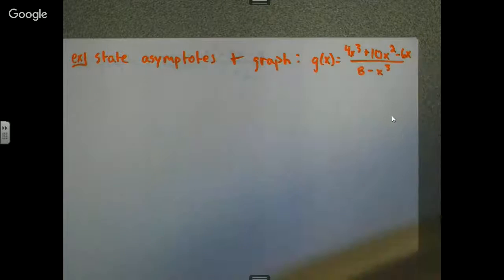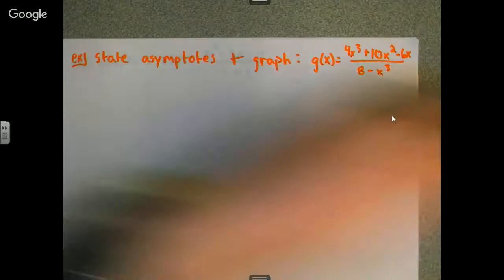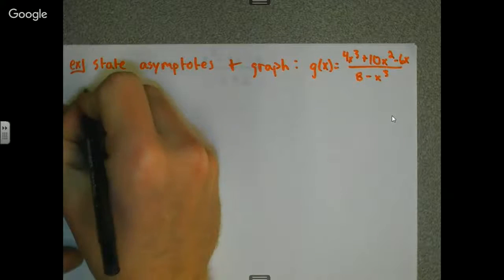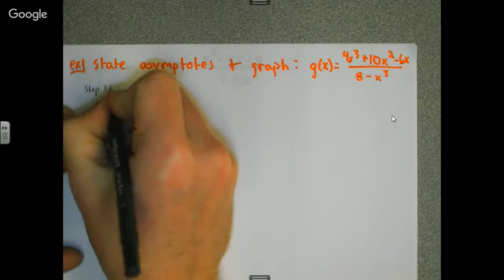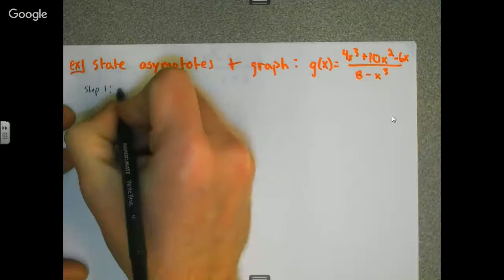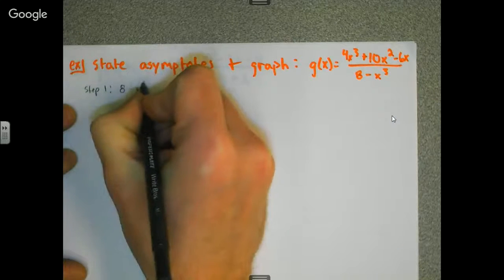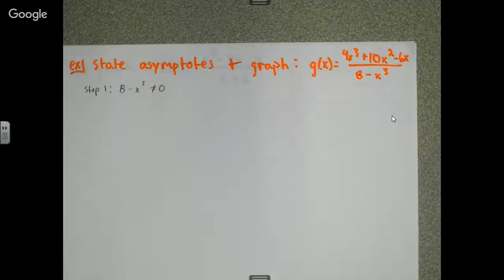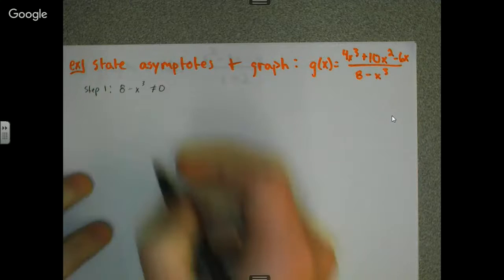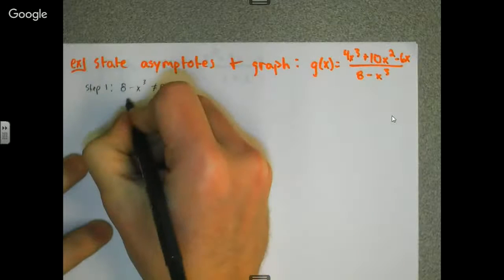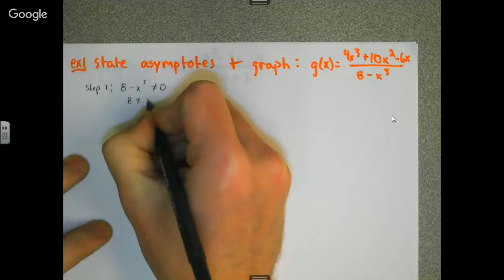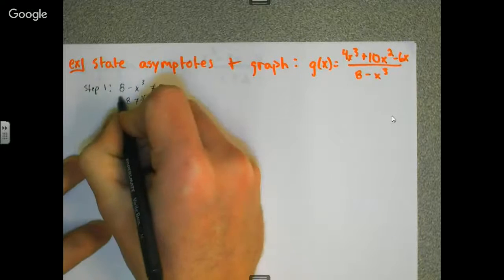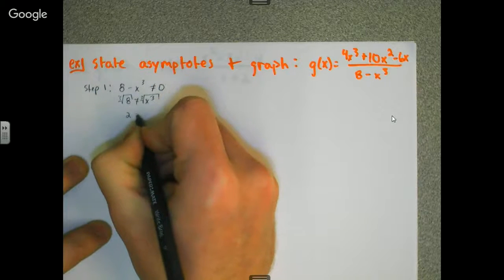All right, a couple more here. So again, step 1 is find the domain. So we take the bottom and set it not equal to 0. We'll add that to the other side. So 8 cannot equal x to the third. Take the third root. So you get 2. So x cannot be 2.